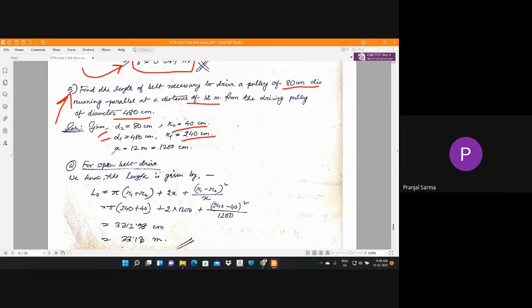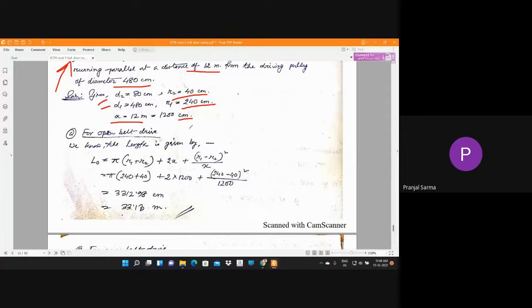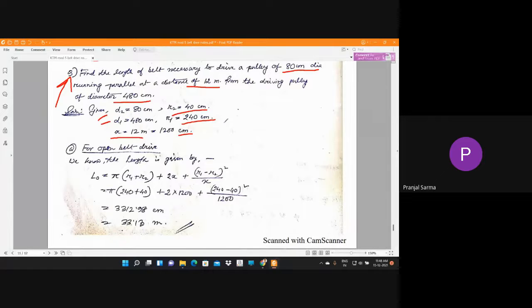The central distance is given as 12 meter. As the others are in centimeter, that is up to you. If you convert everything to the SI unit system, the final answer after using the expression you will get in SI unit. Or if you convert to centimeter, the final value will come in centimeter. Now, as nothing is said about whether it's an open belt drive or a cross belt drive, we'll try to calculate the length for both cases, and see whether there is any requirement of different lengths if we go for open belt drive as well as cross belting.